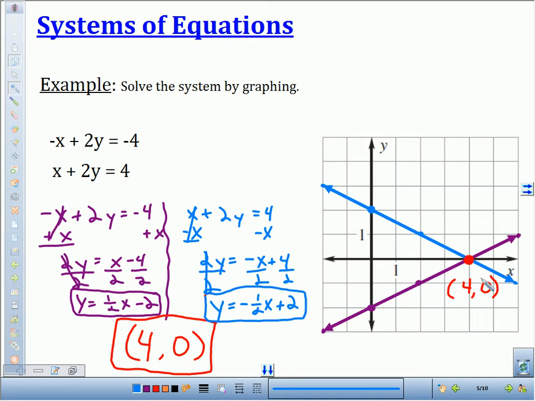in blue. You can see the negative 1/2 x line is pointing downwards, the positive 1/2 line is pointing upwards, and they intersect at the point 4, 0. So that is my solution.